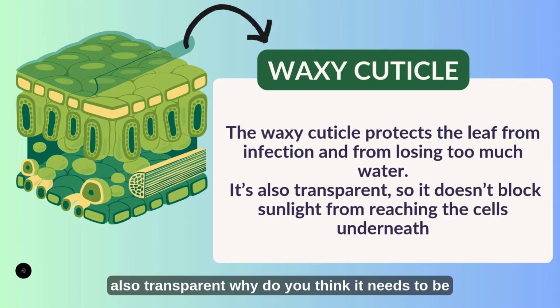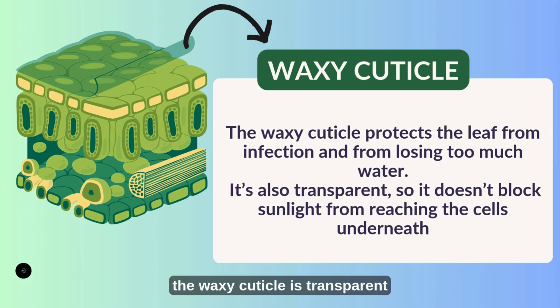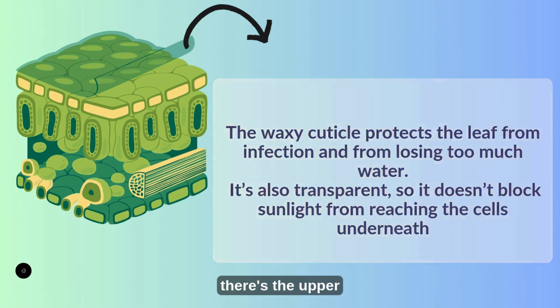It's also transparent. Why do you think it needs to be transparent? Because what needs to enter the leaf? Sunlight. The plant doesn't want anything to block the sunlight. That is why the waxy cuticle is transparent, so it doesn't block the sunlight from reaching the cells underneath.